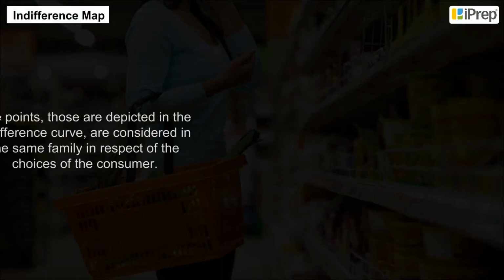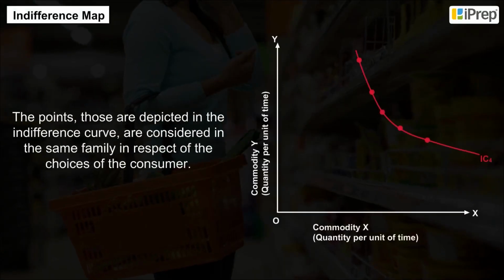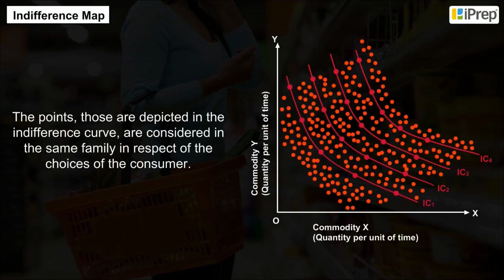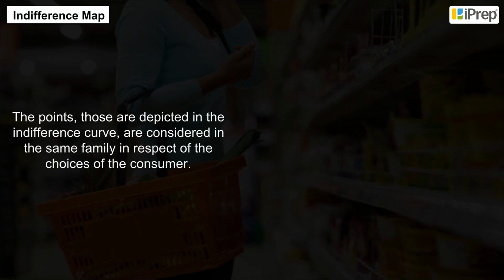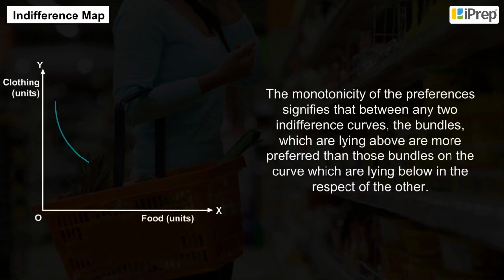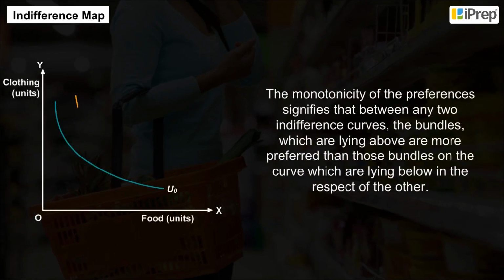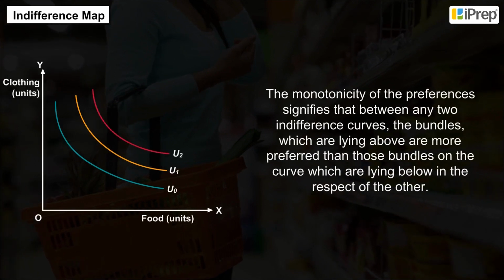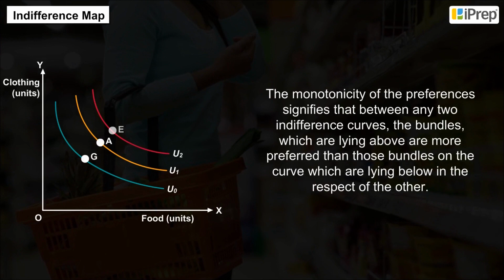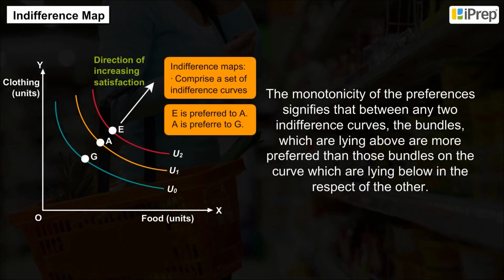Indifference map. The points that are depicted in the indifference curve are considered in the same family in respect of the choices of the consumer. The monotonicity of the preferences signifies that between any two indifference curves, the bundles which are lying above are more preferred than those bundles on the curve which are lying below.